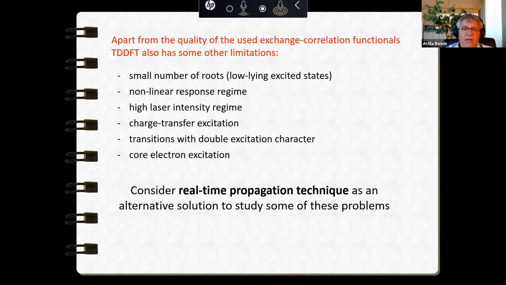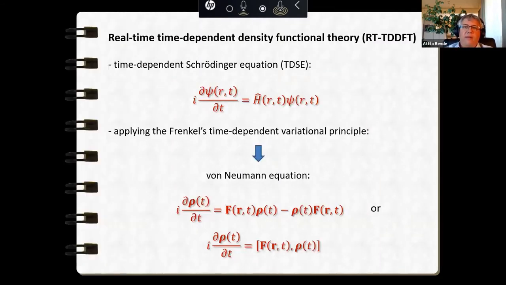So all of these limitations can be overcome by considering the real-time propagation techniques, which in fact start with the time-dependent Schrödinger equation. After many mathematical operations and changing from the wave function description to the density description, we obtain the so-called von Neumann equation, as shown at the bottom of the presentation, where the time propagation of the density is obtained using the Fock operator and the density.